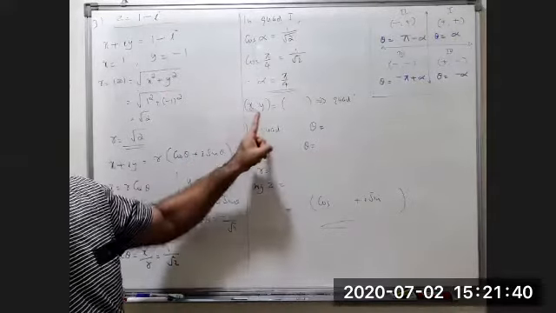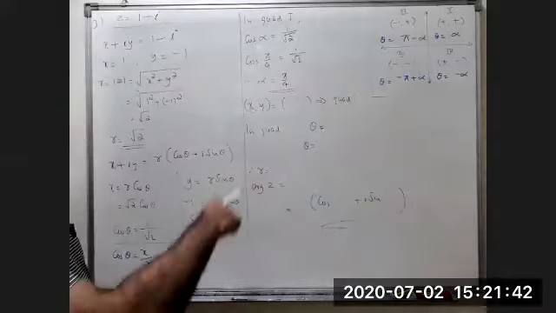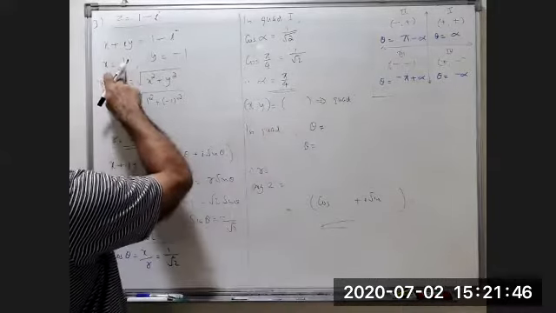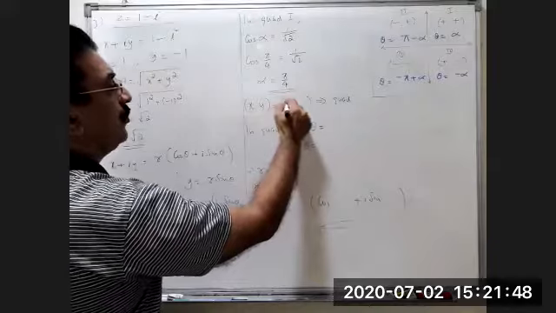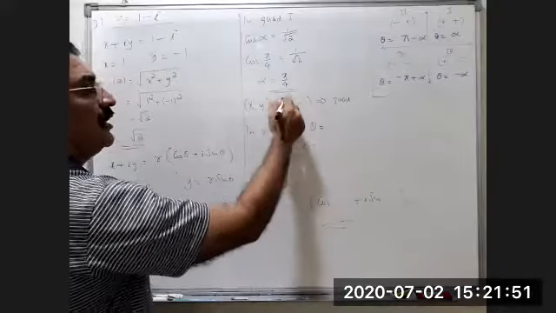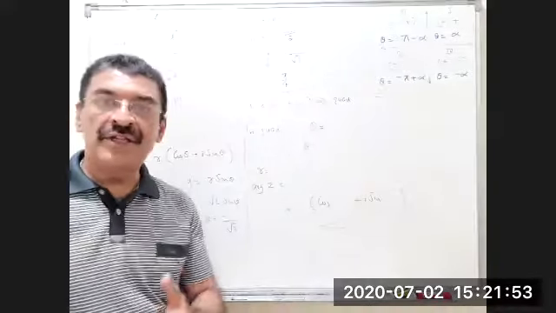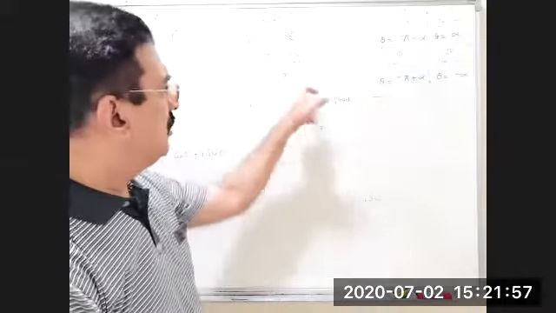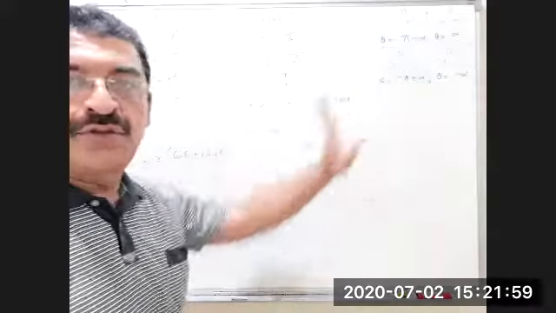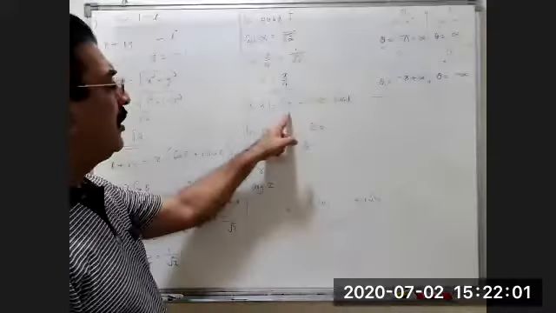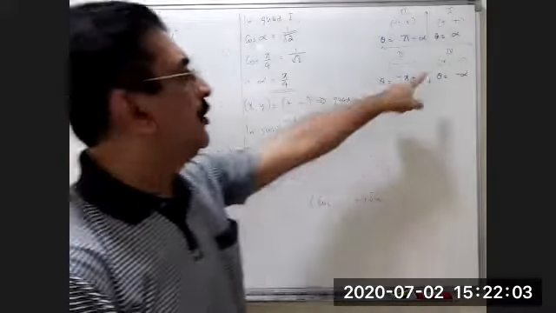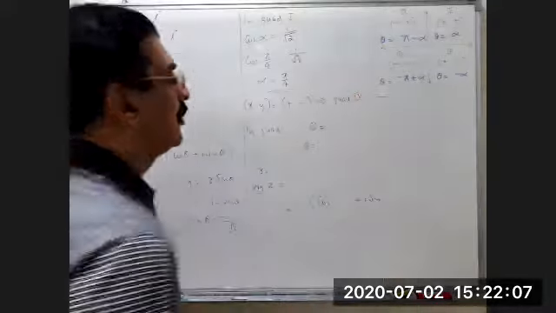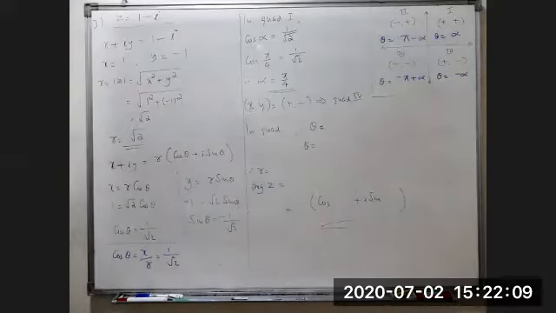We write only the sign. Sign of x and y. So x is positive, y is negative. Again, it is not necessary that you write these things in the examination. Directly you can write. So the principal value is in this quadrant. Positive and negative means it is in quadrant 4.